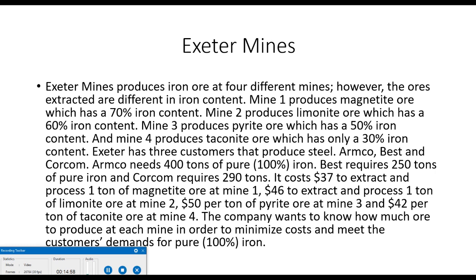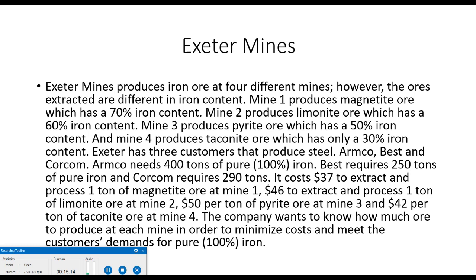Exeter has 3 customers that produce steel: Armco, Best, and Corcom. Armco needs 400 tons of pure 100% iron. Best requires 250 tons of pure iron, and Corcom requires 290 tons.